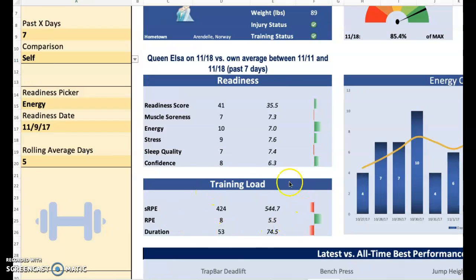Likewise, we also have a graph right here for training load indicators for this athlete. SRPE, which is the RPE multiplied by the duration, the RPE on a 1 to 10 point scale, and the duration of the training session on that given date. Again, we are comparing the athlete's score to the average of whatever we are comparing, whether it's themselves, their position, or the team, over the past 7 days. So as of right now, we are comparing Queen Elsa to her own average. If we change her comparison to her team, we can see that the information will change in this graph here.